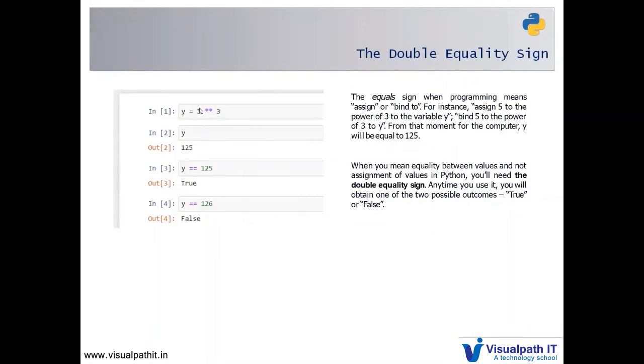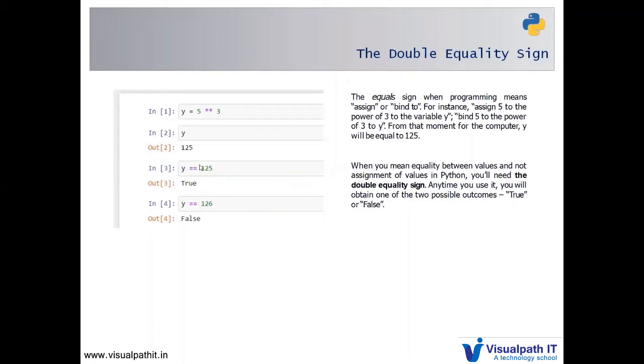We will look at the equality operator and the double equality operator. The equality operator is normally used to assign values. For example, we have y is equal to 5 star star 3. Remember, star star is used for power calculation. So we are assigning the value of 5 star star 3 to y. 5 star star 3 will evaluate to 125, and that 125 will be assigned to a variable called y.